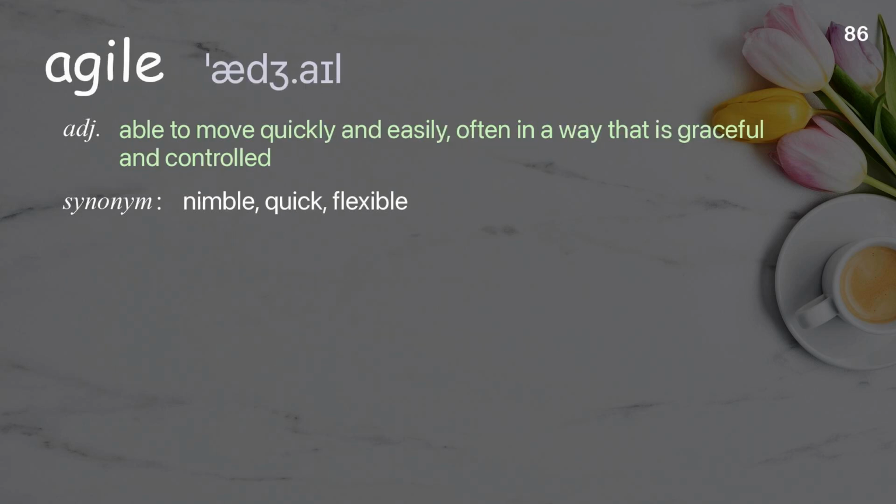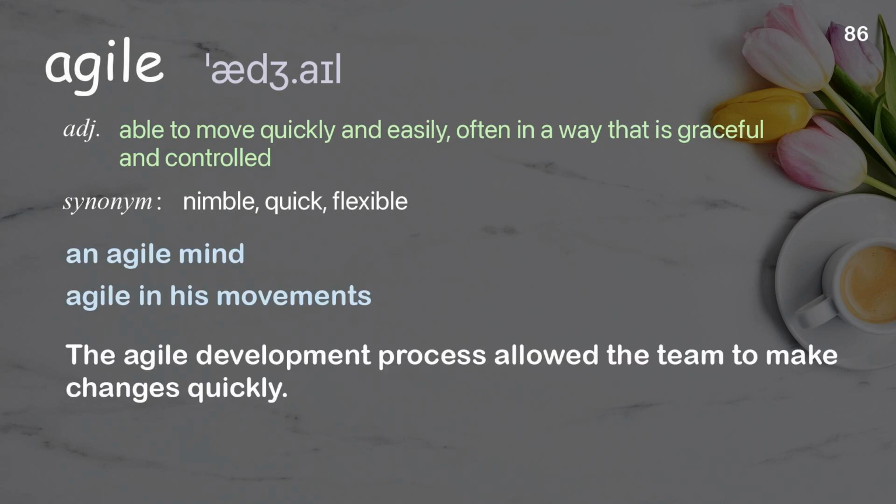Agile. Able to move quickly and easily, often in a way that is graceful and controlled. Examples: An agile mind. Agile in his movements. The agile development process allowed the team to make changes quickly.